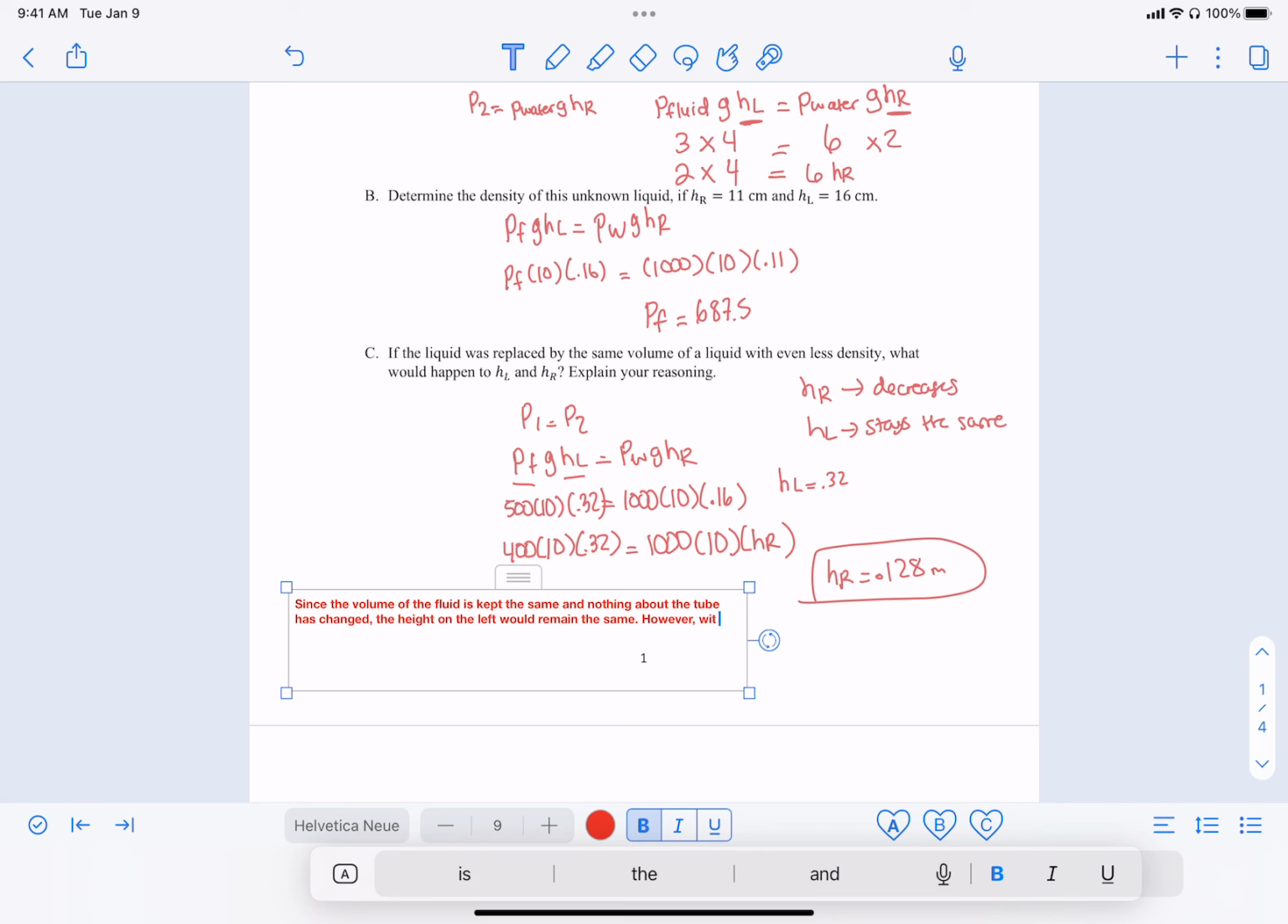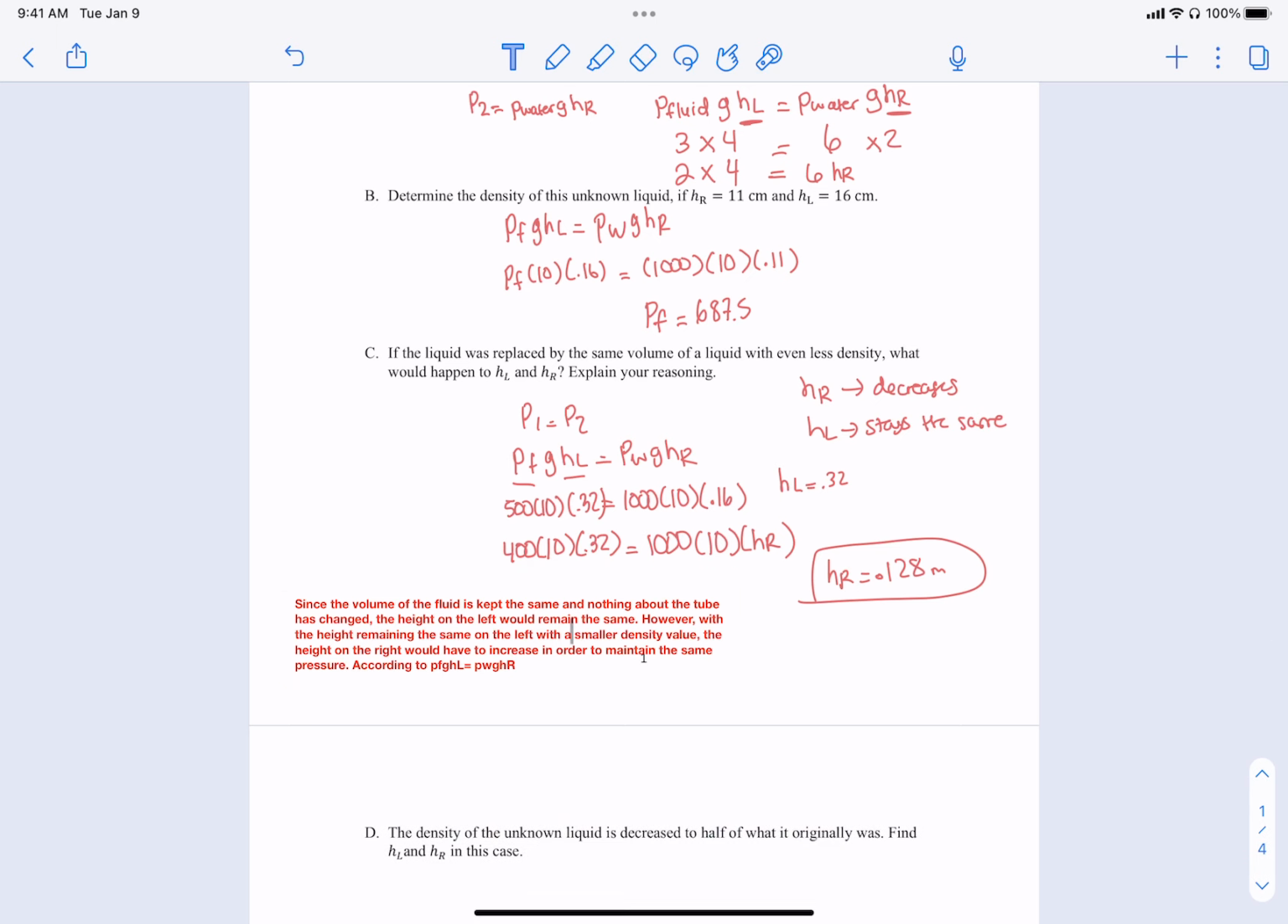However, with the height remaining the same on the left with a smaller density value, the height on the right would have to increase in order to maintain the same pressure, according to P fluid times G times HL is equal to P of water times G times HR. That would be finally how I would go about saying that.